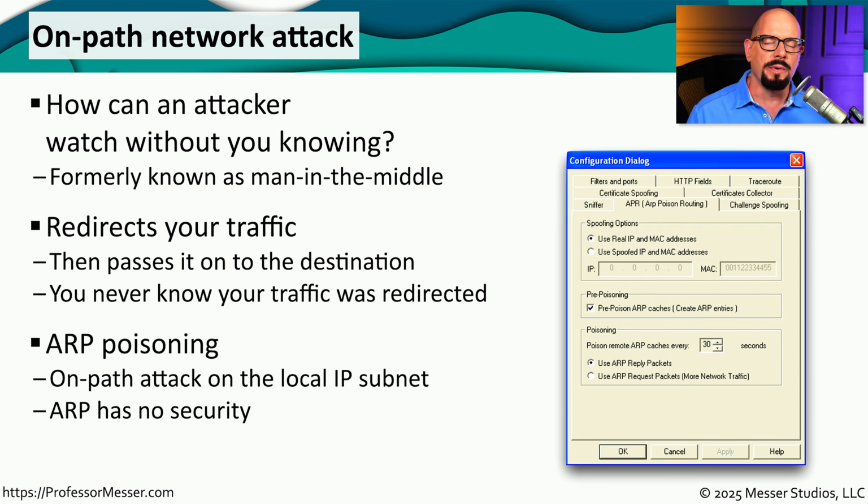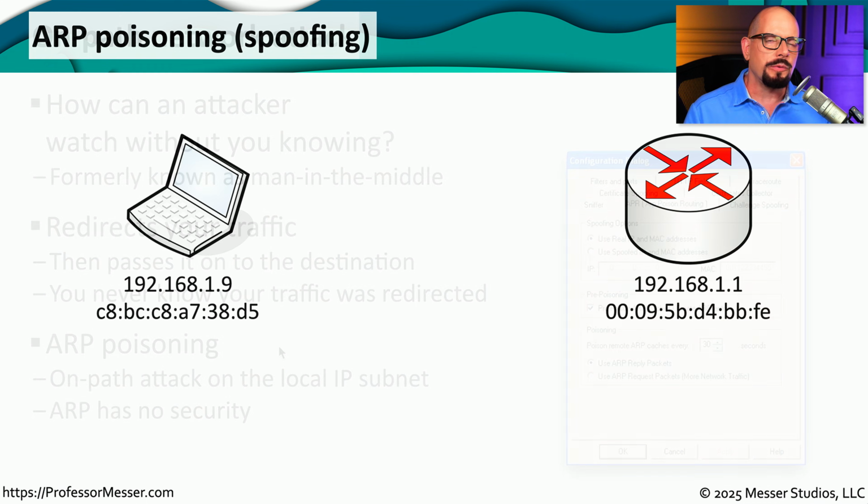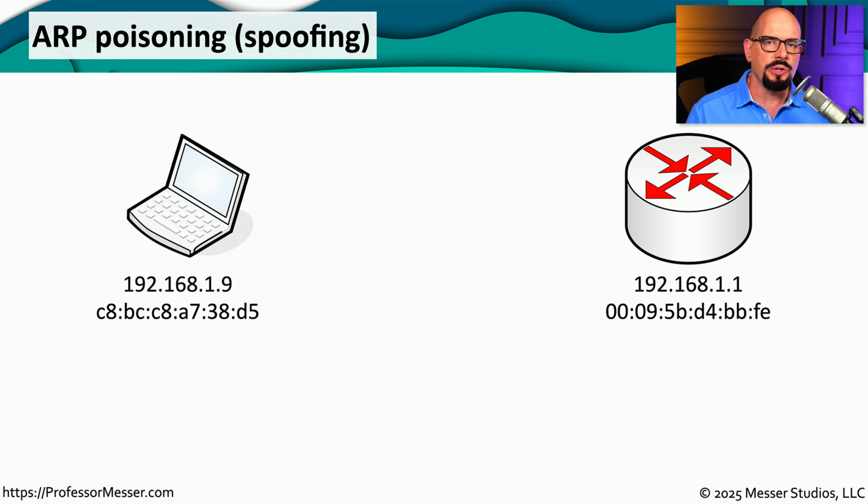One popular form of on-path attack is one that you can do on a local subnet. This is referred to as ARP poisoning or ARP spoofing. This allows someone to sit in the middle of a conversation and be able to look at all of the traffic going back and forth. One of the reasons that ARP poisoning is able to work so well is that there's no security built into the address resolution protocol. Let's look at a normal ARP communication.